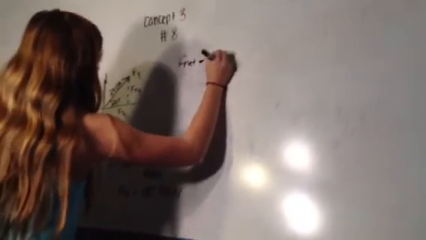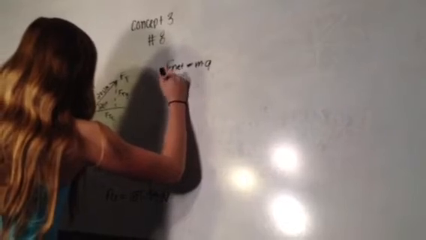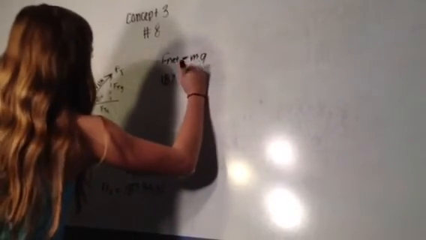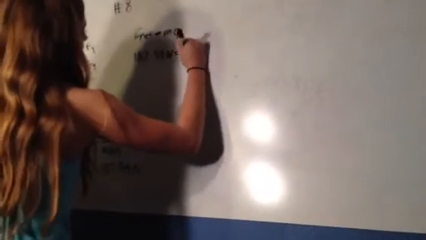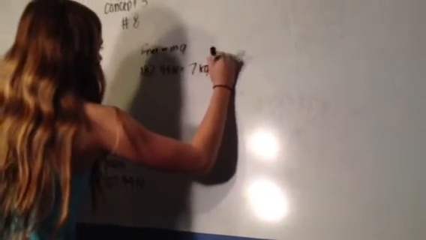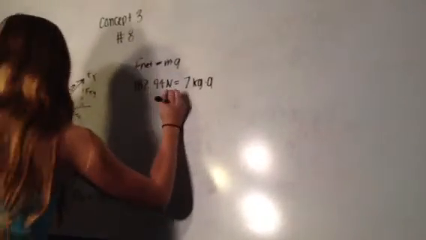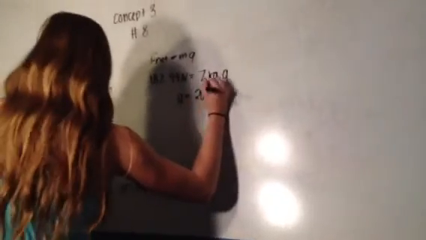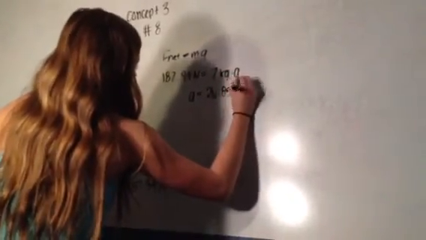So then we can plug that into the equation. Force net equals mass times acceleration. So we just established that as our net force. So 187.94 newtons equals the mass, which it gave us is 7 kilograms, times the acceleration. Divide, and you get acceleration equals 26.85 meters per second squared.